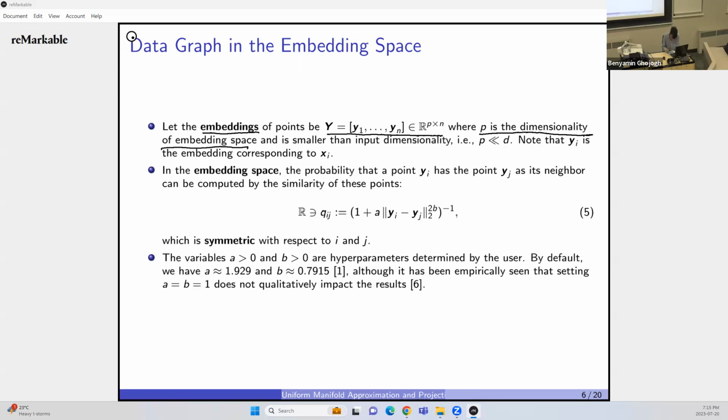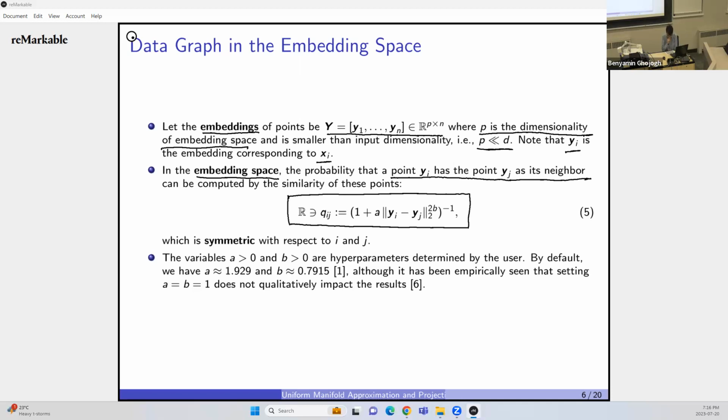And it is usually much smaller than d. For visualization, the p should be either 2 or 3, right? Note that yi is the embedding corresponding to xi, right? Okay. In the embedding space, the probability that the point yi has the point yj as its neighbor, we define it to be this.